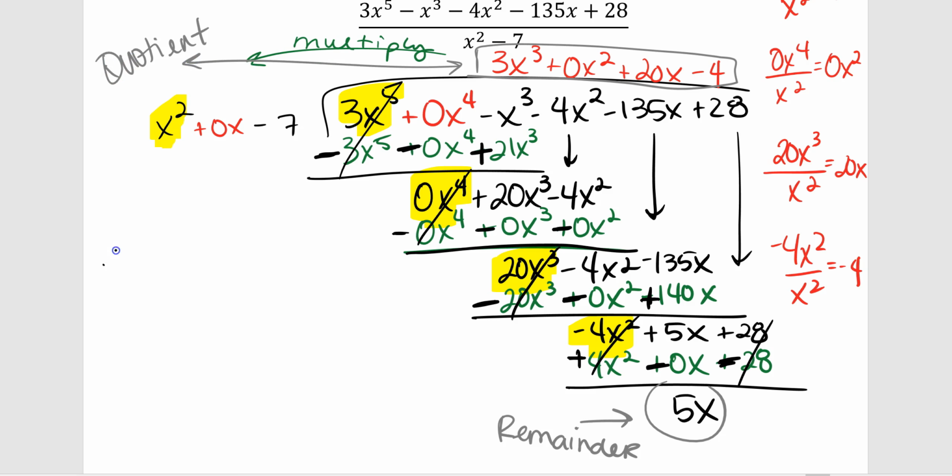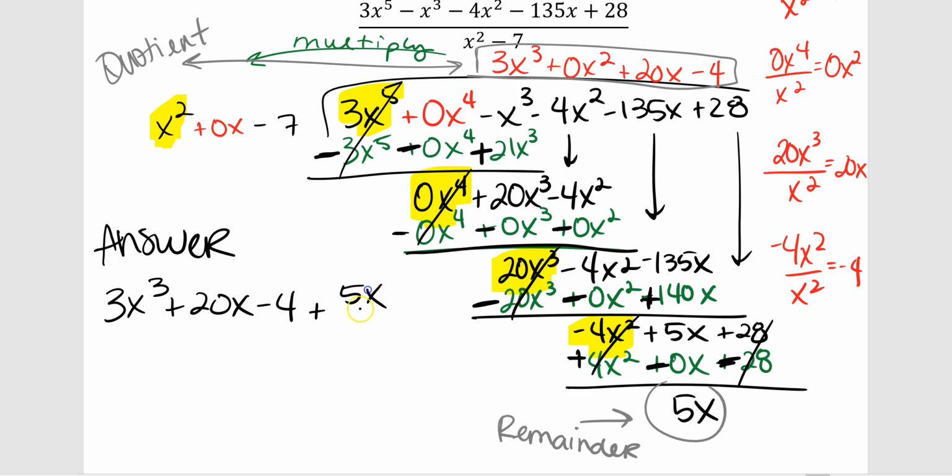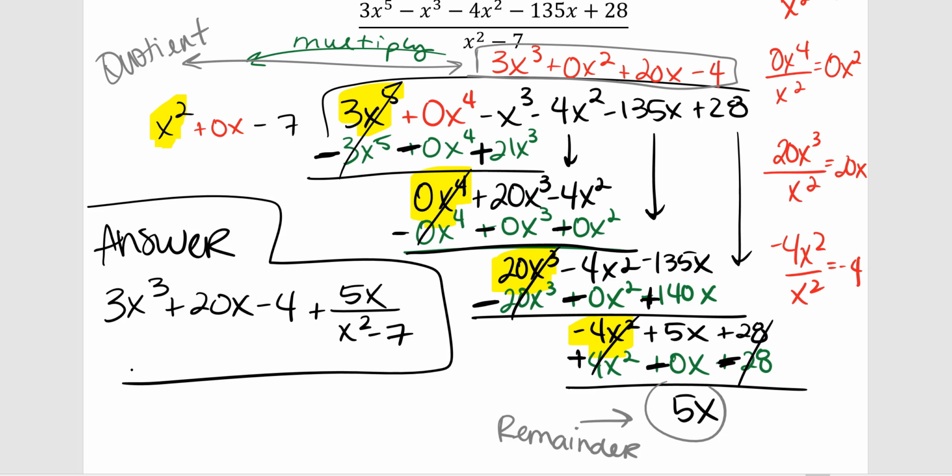So I'm going to write the answer here. So it's the quotient 3x cubed. I'm not going to write that 0x squared plus 20x minus 4 plus the remainder 5x over the divisor x squared minus 7. When you do these problems, you want to pay very close attention to all of your steps and take your time and just kind of go step by step through the process.